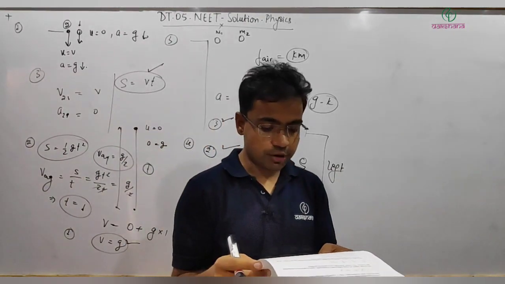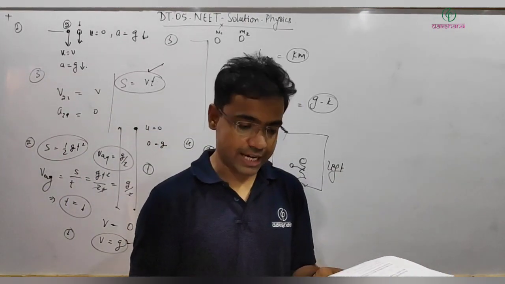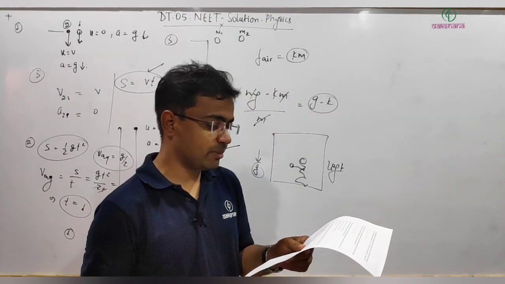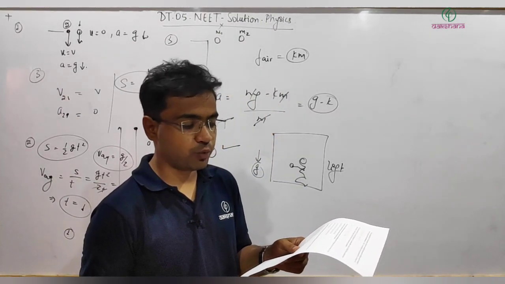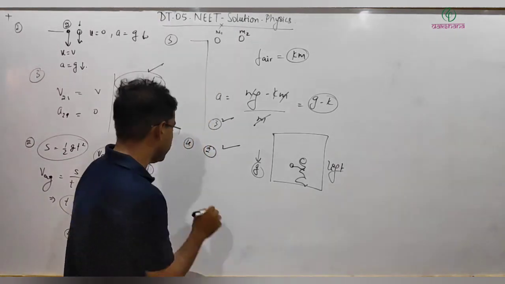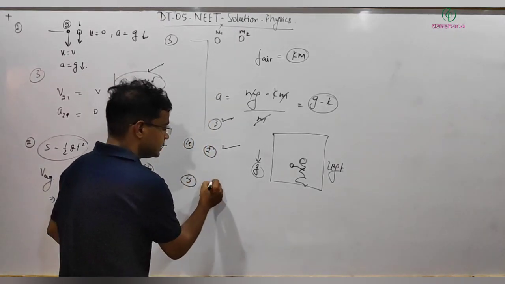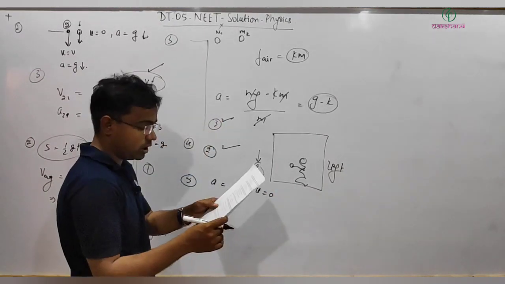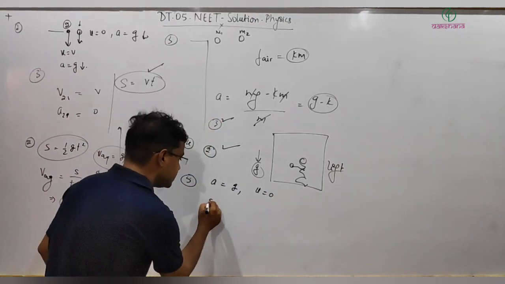A particle is dropped from rest from a large height. Assume g to be constant throughout the motion. Find the time taken by it to fall through successive distances of 1 meter each. Here for question number 5, acceleration due to gravity is taken as g and initial velocity is 0 because it's falling, and then we can write s is equal to what?